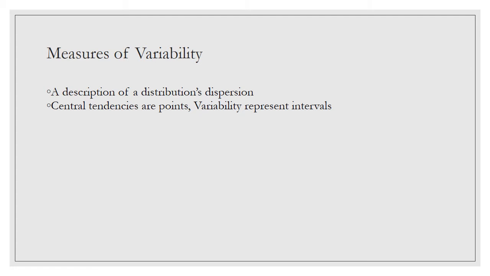Now we're moving from measures of central tendency to measures of variability. About our distribution, measures of central tendency give us ideas about where the locations are, the centermost points. Measures of variability are a description of the distribution's dispersion, how far across our scores spread. It's the spread of our scores. In contrast to central tendency, which are single points, these are going to represent intervals. It's a number of units on the scale of measurement. And we'll talk about several different types.